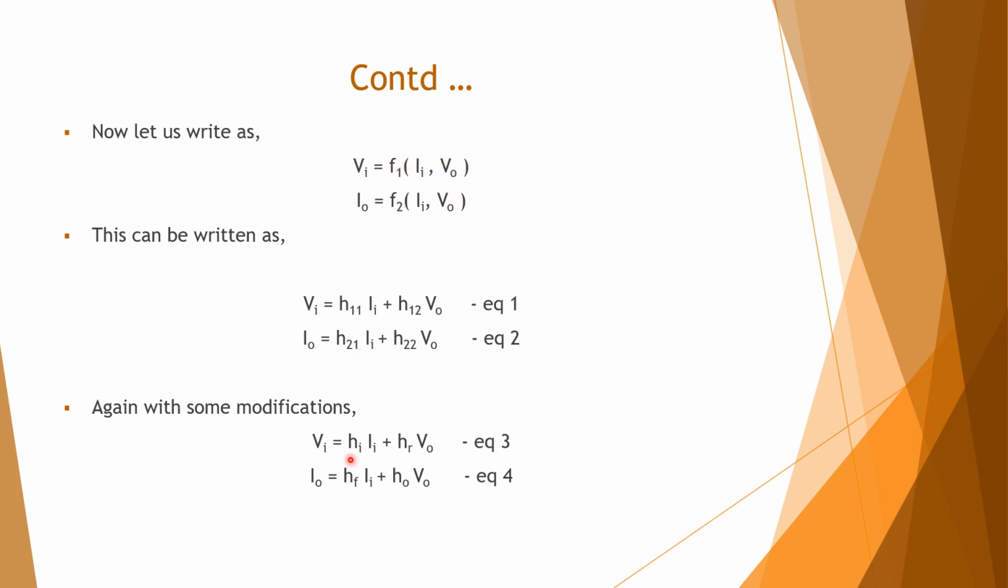Again, with some modifications, we are writing VI equal to H11 written as HI, H12 written as HR, H21 written as HF, and H22 written as HO. This is the modified equation. VI is the input voltage, and IO is the output current.